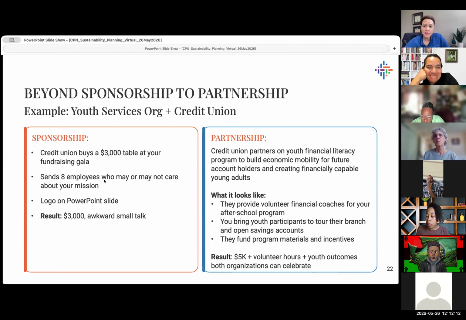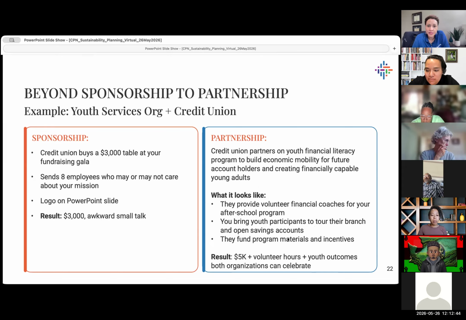If we were to think about it as a partnership, the credit union would partner with you on youth financial literacy, and build economic mobility for future account holders. They provide volunteer financial coaches for your after school program, and you bring youth participants to tour their branch, and if they and their parents are willing, to open savings accounts. It's a win-win for both of you.